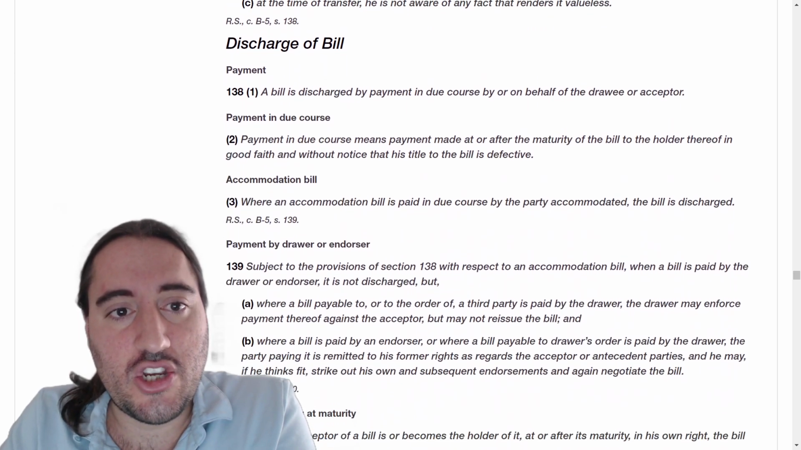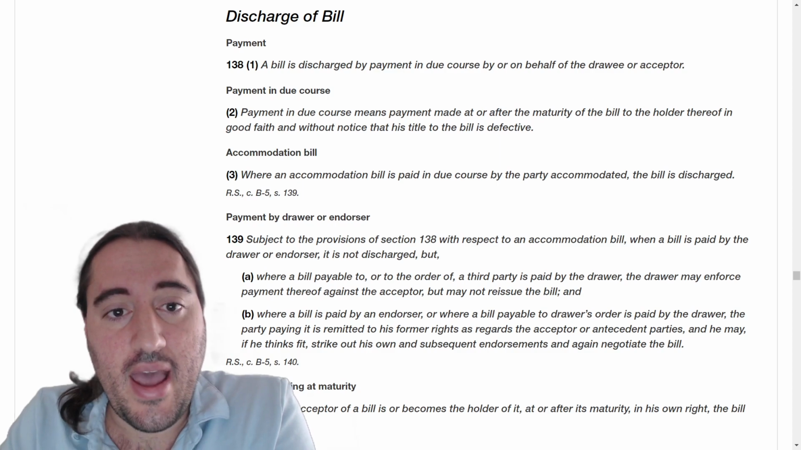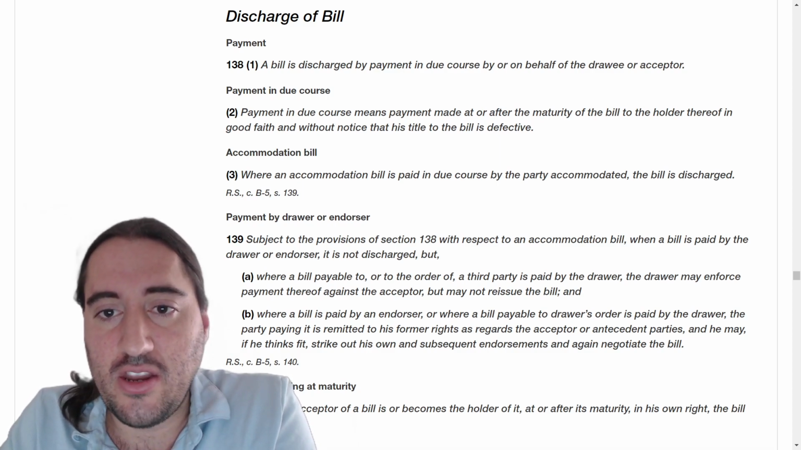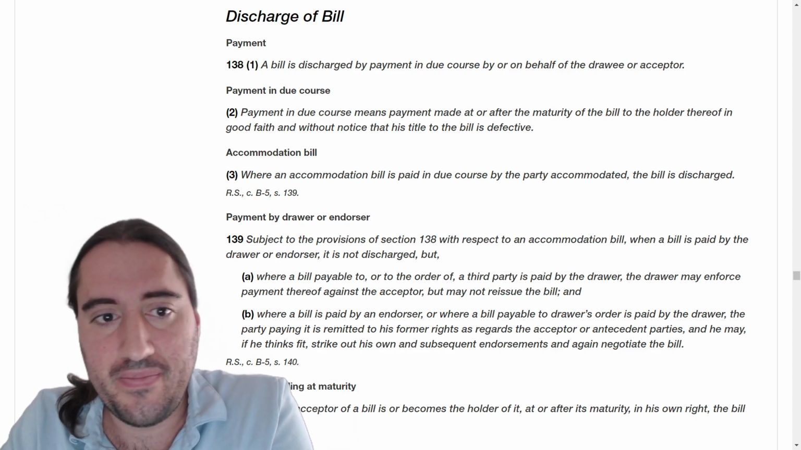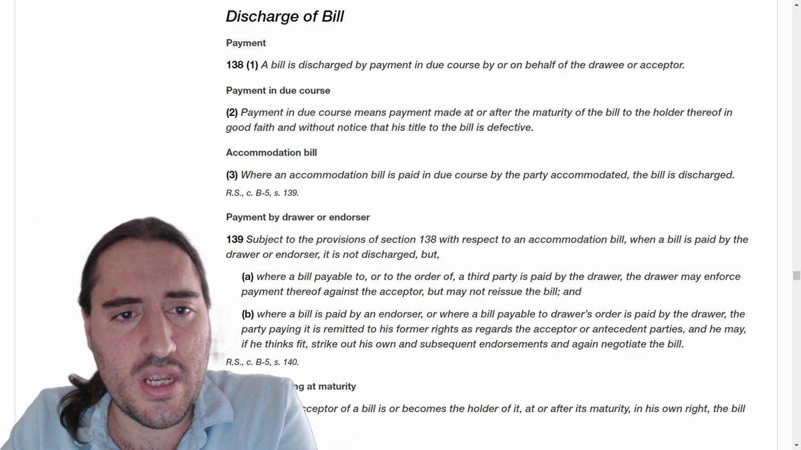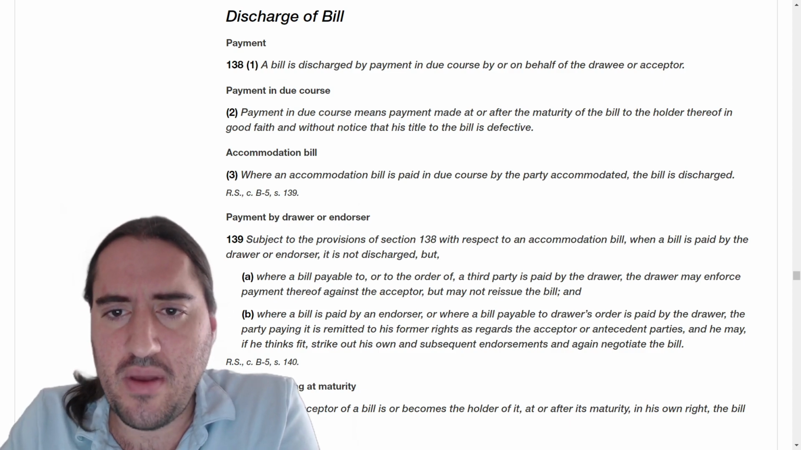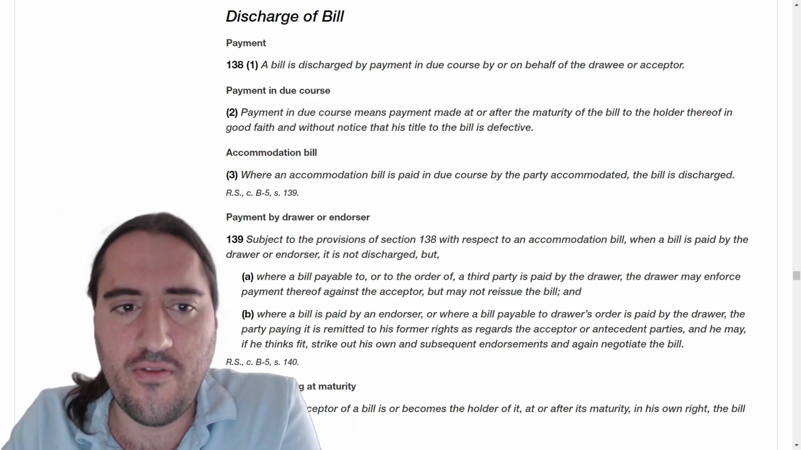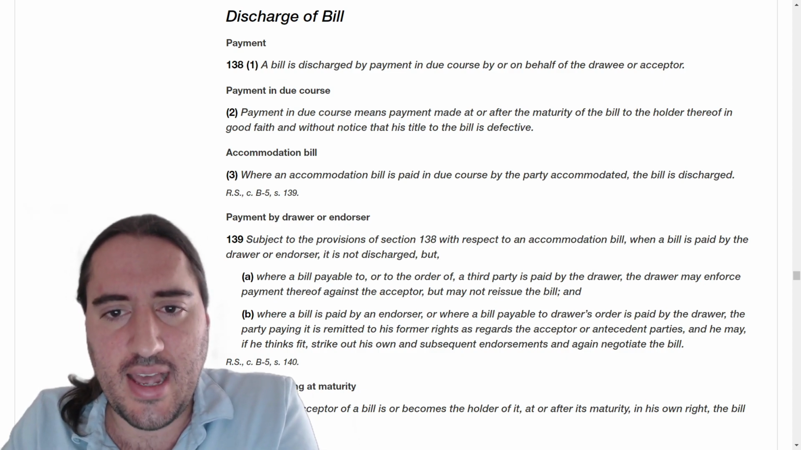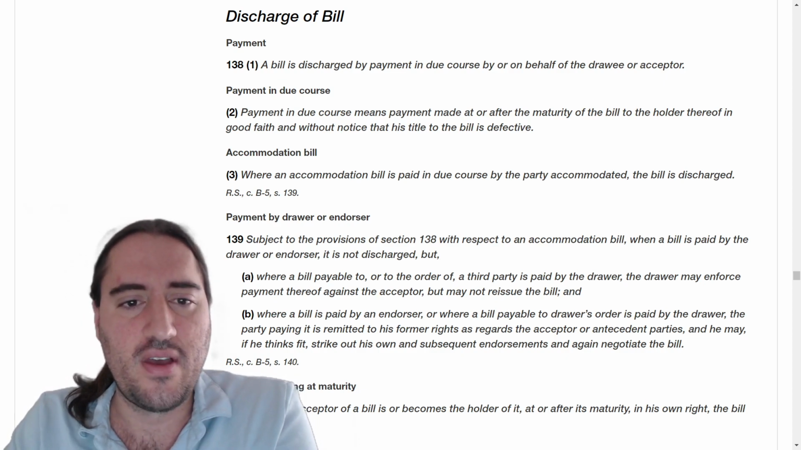Discharge of bill. Payment. A bill is discharged by payment in due course by or on behalf of the drawee or acceptor. Payment in due course means payment made at or after the maturity of the bill to the holder thereof in good faith and without notice that his title to the bill is defective.